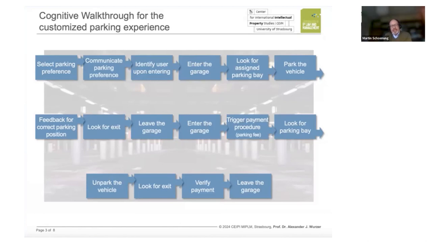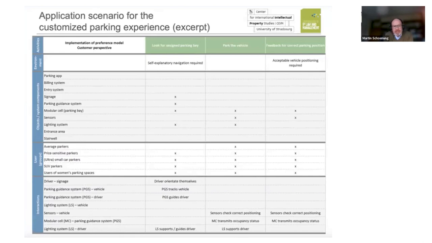And if we go on to the next slide, we see this in this case for three of these process steps, which are the three columns with the green headline. In this case, look for assigned parking bay is the first step, park the vehicle the next step, and then feedback for correct parking position. This is then after parking the vehicle, the next step. So these three steps are a part of this chain I showed you on the last slide.